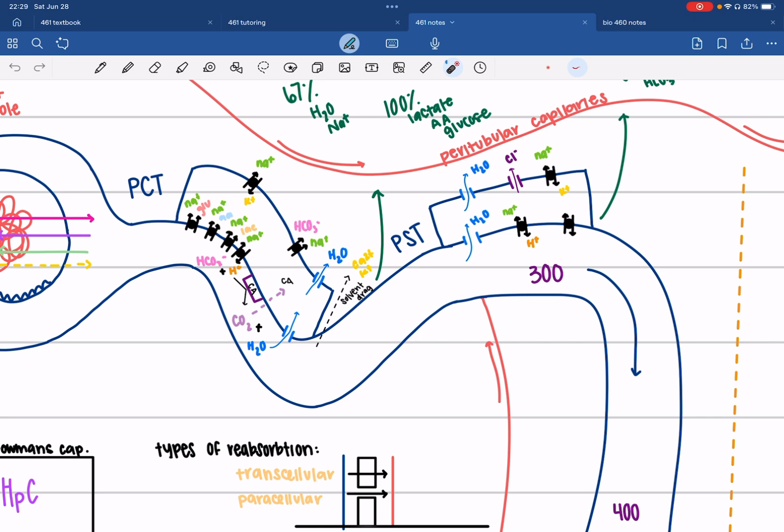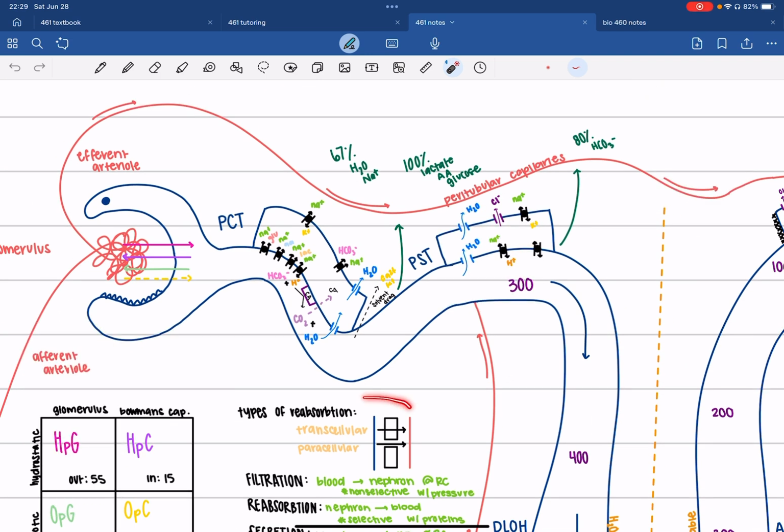Then we just have a solvent drag, which is where water is going to pull calcium and potassium through between the cell. So paracellular, as you can see in this drawing right here. So all of those other ones that I talked about using channels are going to go transcellular, and then that solvent drag is going to go paracellular, like so. So that is how a lot of those are reabsorbed.